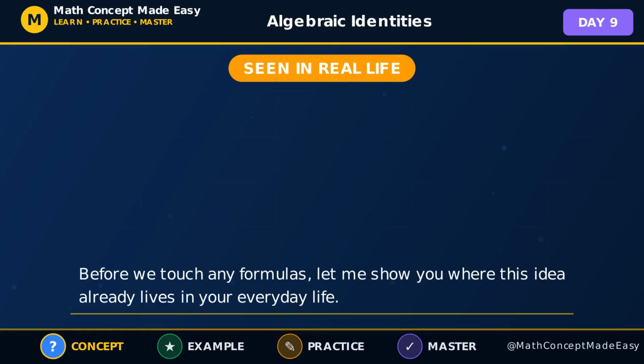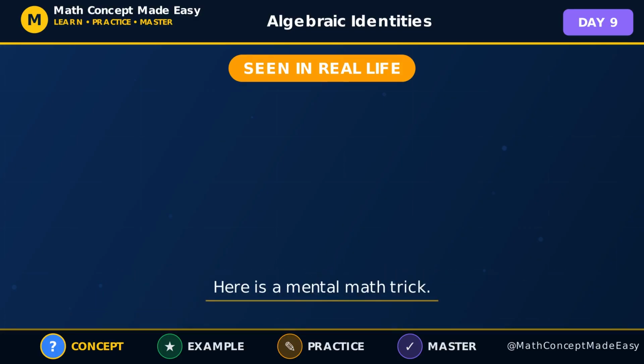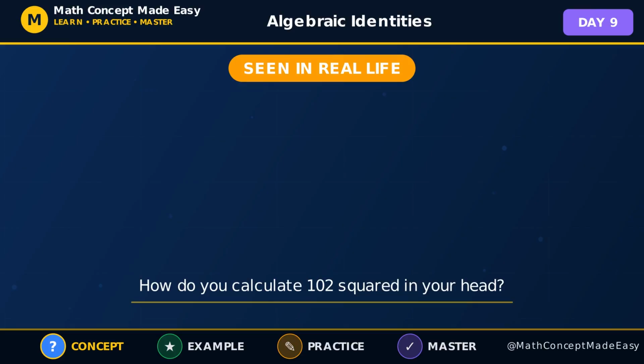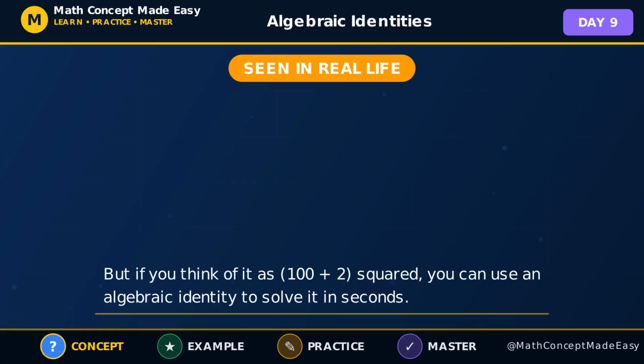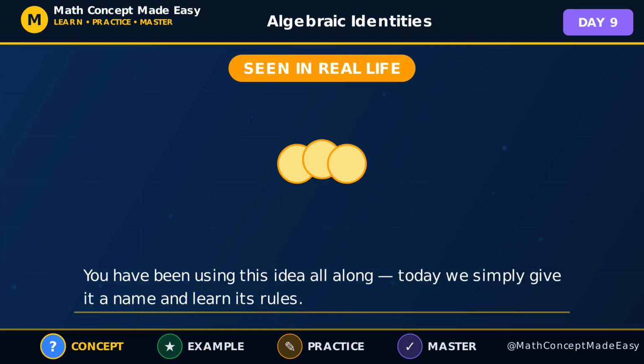Before we touch any formulas, let me show you where this idea already lives in your everyday life. Here is a mental math trick. How do you calculate 102 squared in your head? Doing 102 times 102 the long way is painful. But if you think of it as (100 + 2) squared, you can use an algebraic identity to solve it in seconds. You have been using this idea all along. Today we simply give it a name and learn its rules.